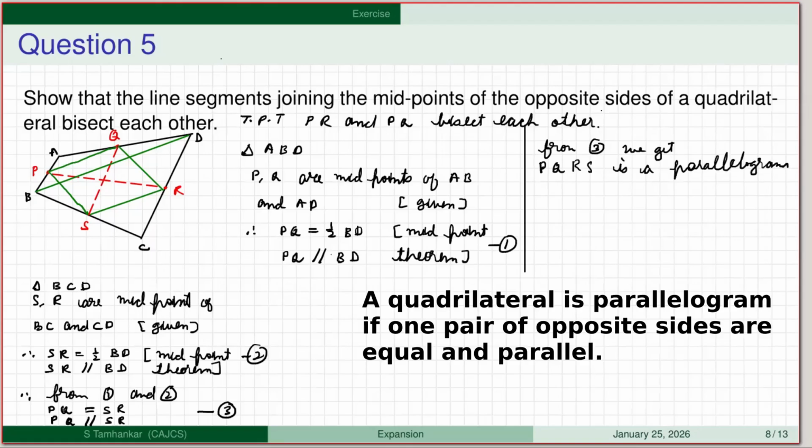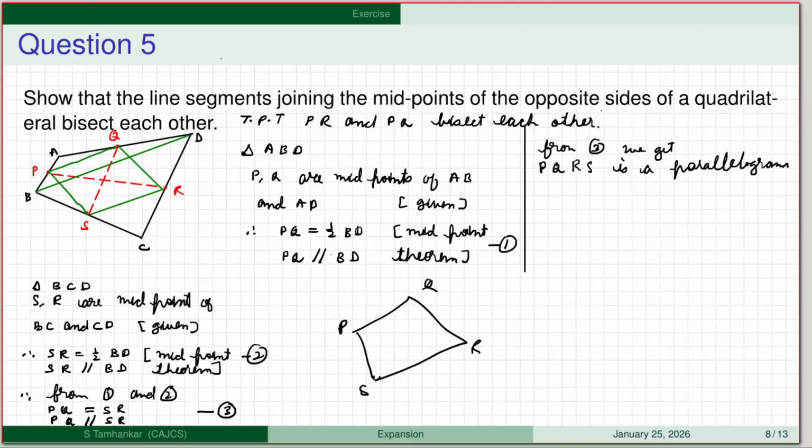Are you understanding? Now, why is it a parallelogram? Because one pair of opposite sides are equal and parallel. So now look, what is PQRS? PQRS is a parallelogram. How did I prove it? I proved it using the property that one pair, in this case PQ and RS, are equal in length and they are parallel to each other.